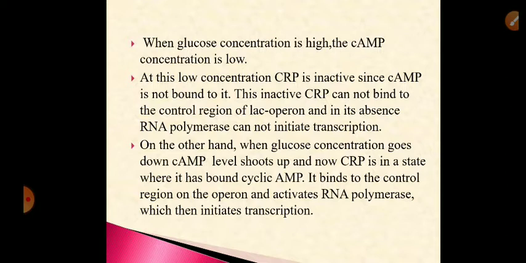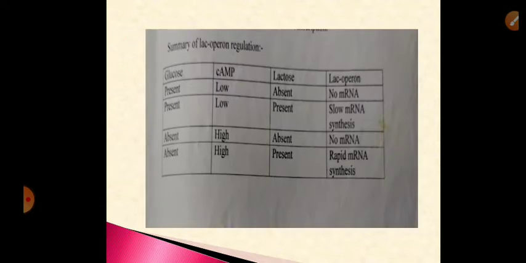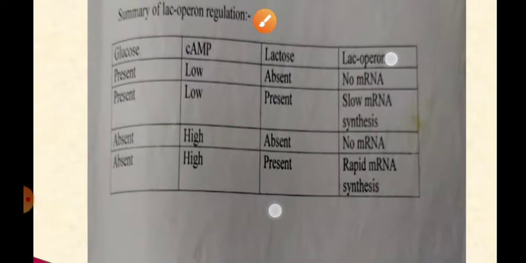On the other hand, when glucose concentration becomes low, the cyclic AMP level shoots up. Cyclic AMP concentration goes on increasing. As the cyclic AMP concentration increases, it now binds to the CRP protein. The cyclic AMP-CRP bound complex is active. It binds to the control region on the operon, activates the RNA polymerase enzyme, which will then start protein synthesis, or operon expression will take place.